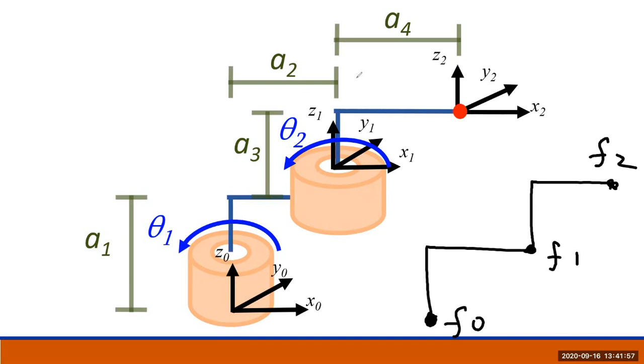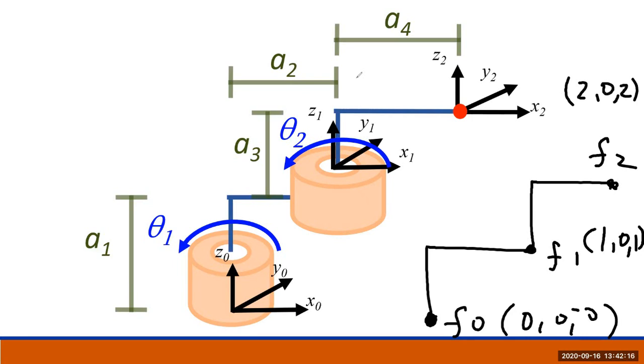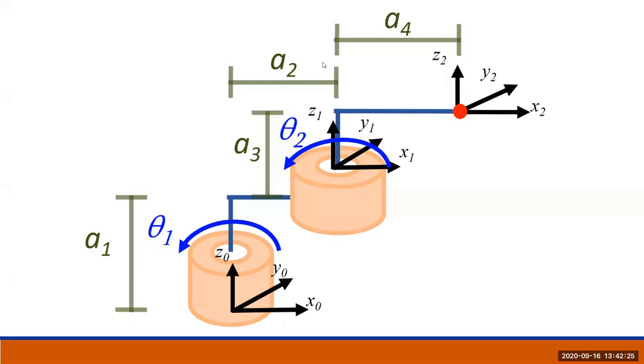Okay? And right now, you can see that this one is actually 0, 0, 0. This one should be actually 1, 0, 1. And this point should be actually 2, 0, 2. So these are the 3 points with respect to the original point in frame 0. And these A1, A2, A3, A4 are the lengths of the links for these different frames.